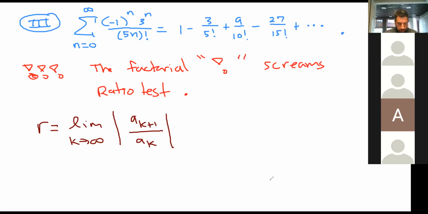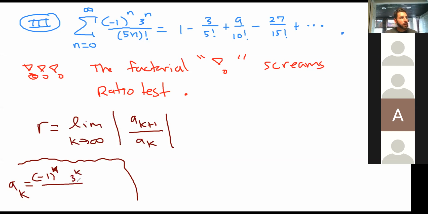So let's remind ourselves of what the kth term is here. The kth term is -1 to the k, but we're going to take the absolute value, so that doesn't matter. That -1 is pretty much redundant to us. So what does this become?